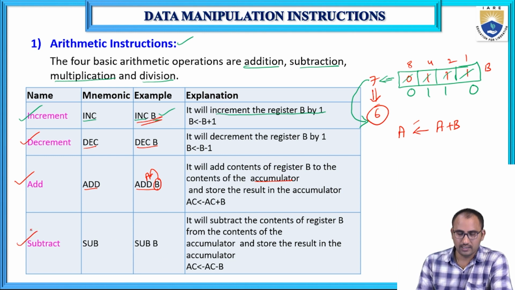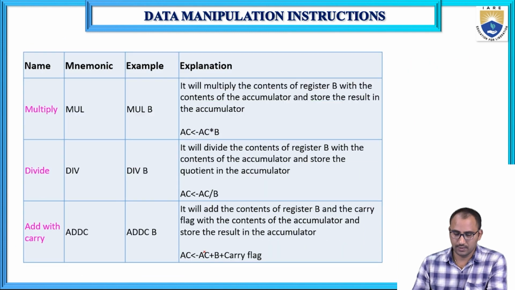And next one, subtraction. This instruction performs the subtraction operation. The mnemonic is SUB. Example, SUB B. Here we are subtracting the contents of the B register from the accumulator. After that, the result will be stored in the accumulator.